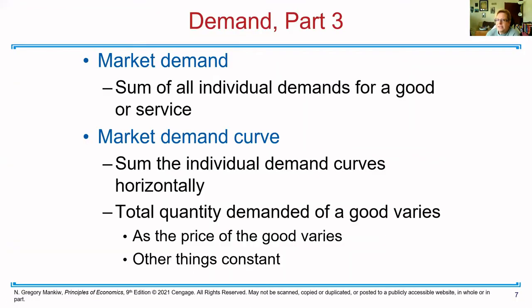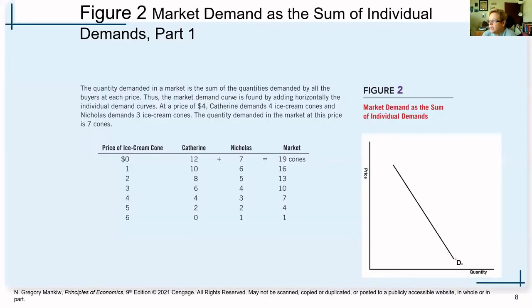So we not only deal with individual demands, we deal with market demands. If we took Catherine in the previous example, Paul, Shirley, everybody who likes ice cream cones, then we add them up, and that becomes the market demand. Just remember that when you look at a demand curve, it represents a bunch of individuals' willingness to pay. So I think my next example kind of shows that. Here we have Catherine and Nicholas, and we add up their individual demands to get their market demand. And that's primarily what we deal with.